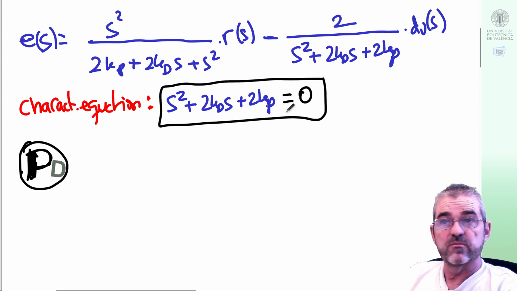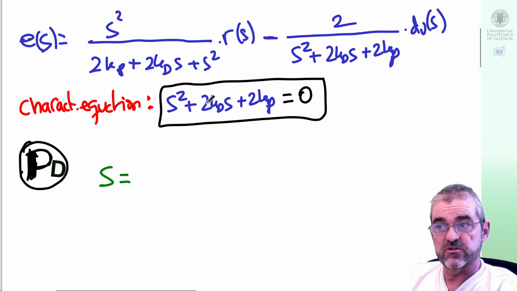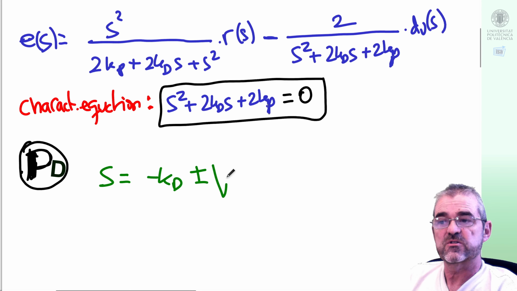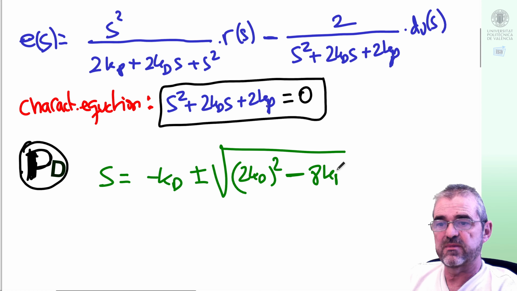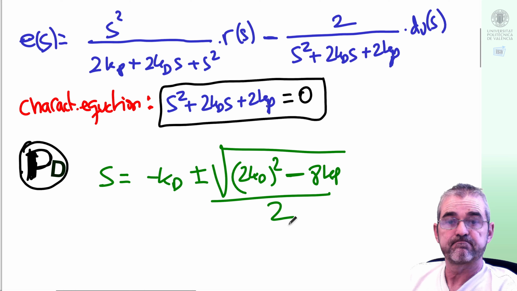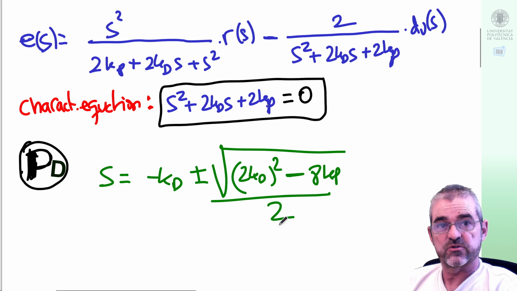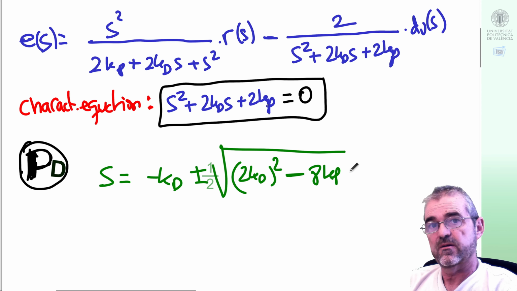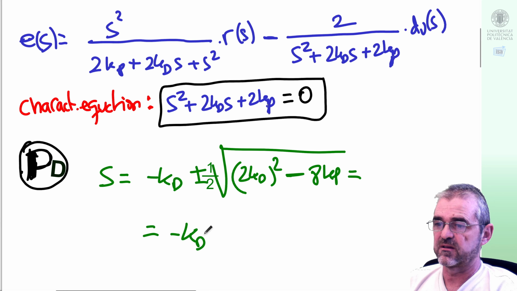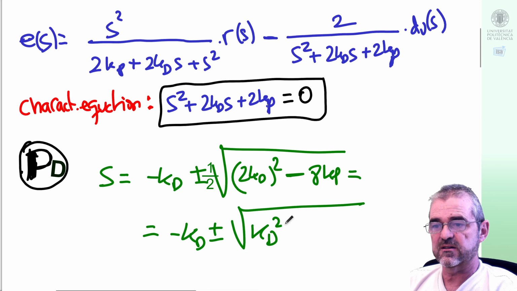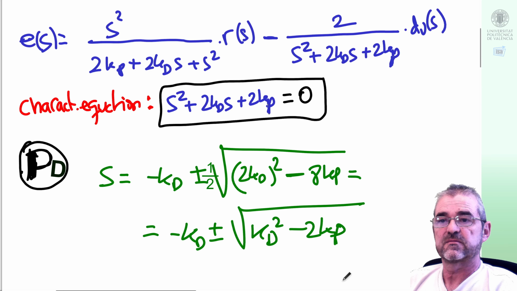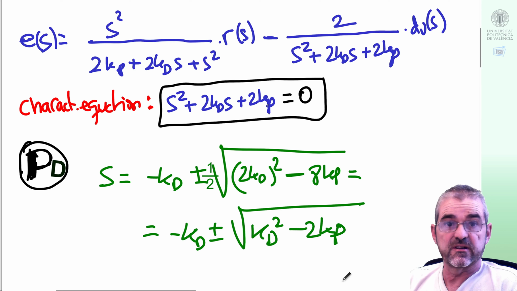So the closed loop poles will be computed with the standard secondary school formula: minus kd, plus minus the square root of 2kd squared minus 8kp, divided by 2. Putting the 2 as 2 squared inside the square root, it enters as 4. This is equal to minus kd plus minus the square root of kd squared minus 2kp. So these are the closed loop poles with proportional derivative control.